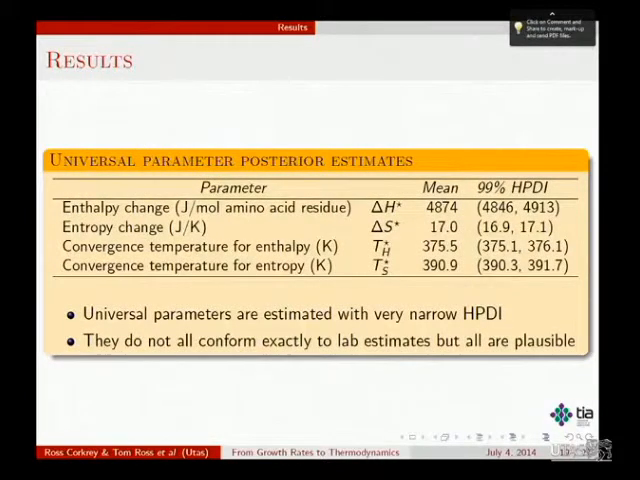Results. These are the universal parameters. And I'll start with the least happy one first. The first one is enthalpy change, delta H star. If you measure globular proteins, this value would be about 6,500. It comes out as 4874, which is lower than it should be.